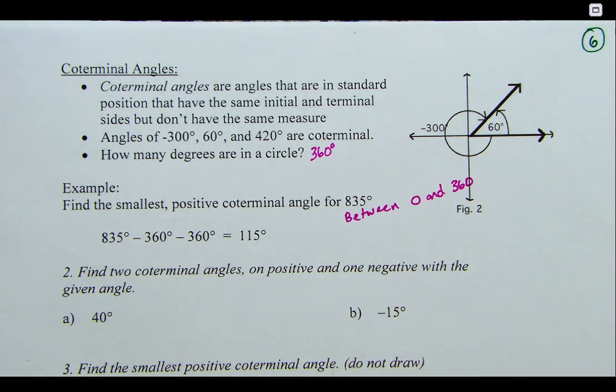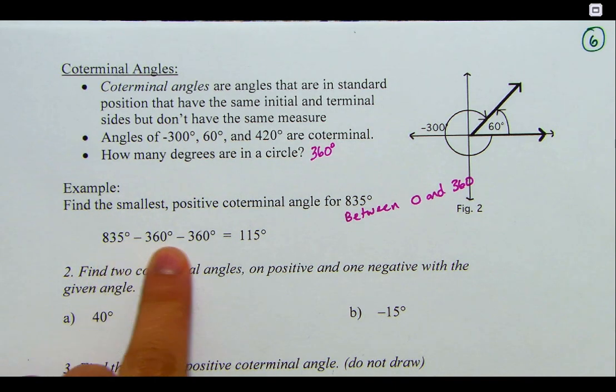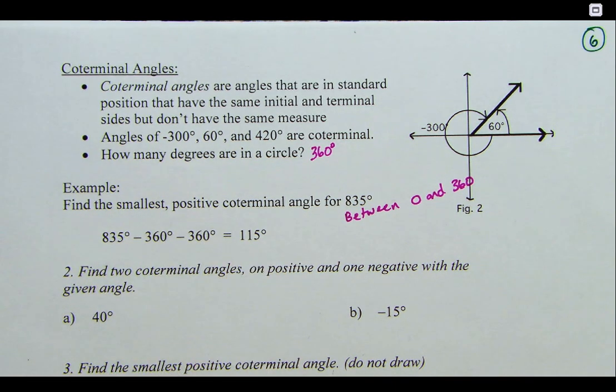Okay, so whenever we're talking about the smallest positive coterminal angle, we want a number between 0 and 360. So if I have a really big number, we're just going to keep subtracting 360 until we get to a number that is between 0 and 360. Okay. Now all the numbers along the way would also be considered coterminal, but they wouldn't be the smallest. Okay. And if we had a negative number, we would just keep adding 360.